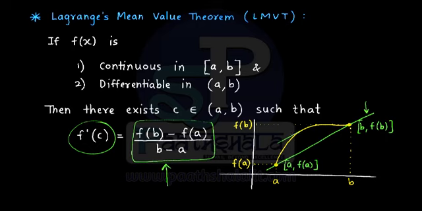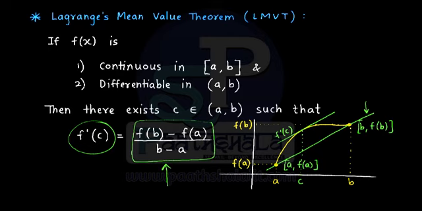So we can easily imagine that yes, there is some point somewhere in the interval a to b such that if you draw the tangent at it, it will be parallel to the line joining the endpoints. So that is the geometrical interpretation of LMVT.